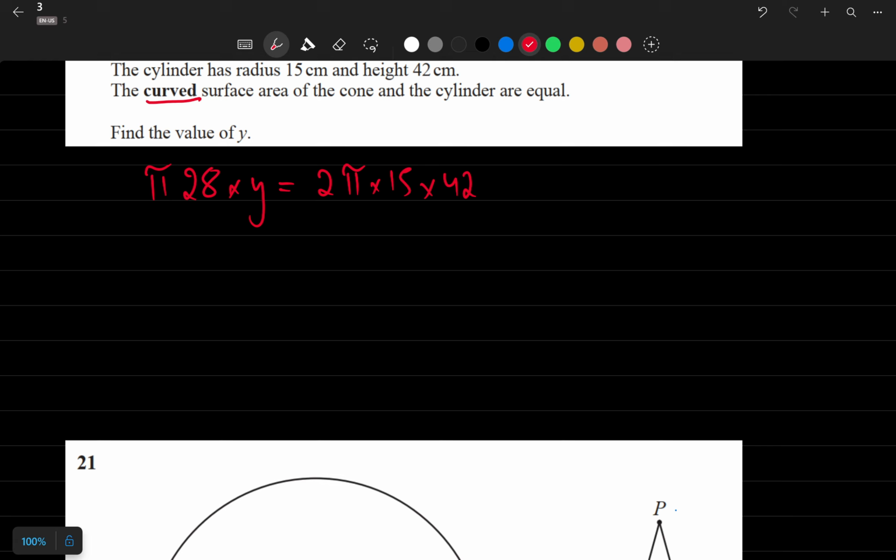Now you can cancel out pi from both sides, so let's simplify it: y is equal to 2 multiplied by 15 multiplied by 42 divided by 28, and the value for y is equal to 45 centimeters.